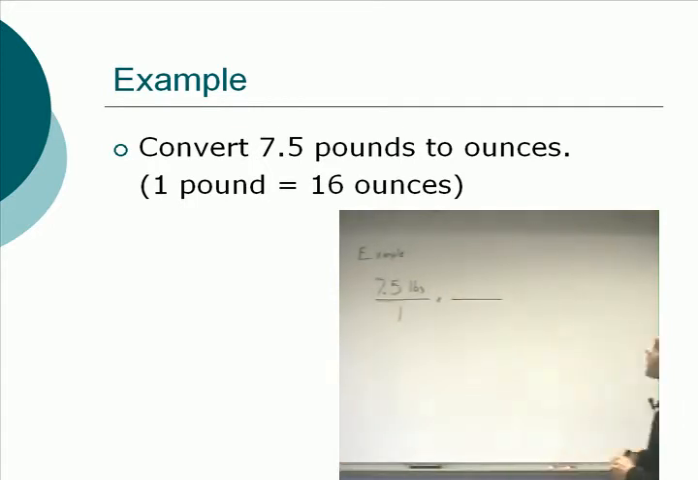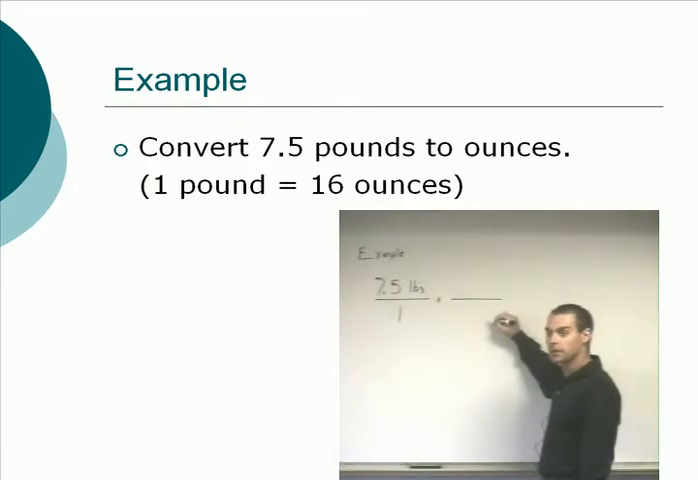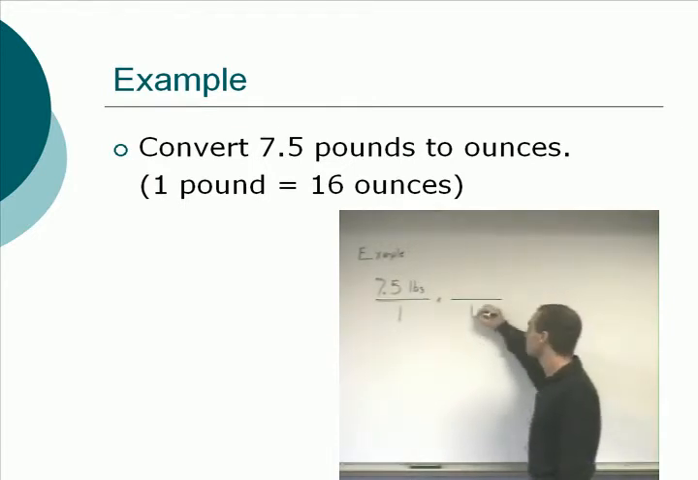All right, 7.5 pounds into ounces. 1 pound is 16 ounces. What units have to go on the bottom here? Pounds. So 1 pound is equal to 16 ounces.